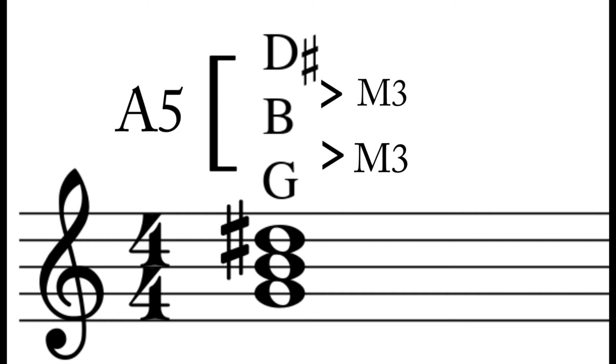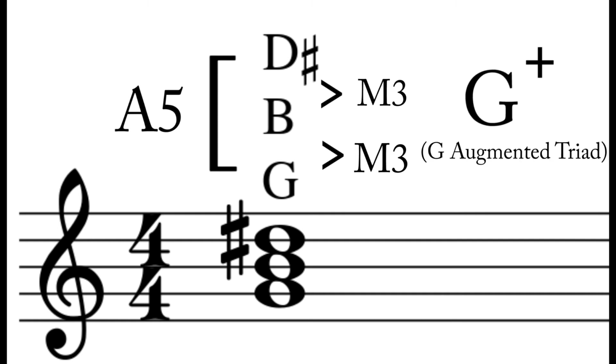So what is this whole triad called? This is called an augmented triad. 2 major thirds stacked on top of each other, and we have an augmented fifth from our root to our fifth. Here's what the whole triad sounds like.